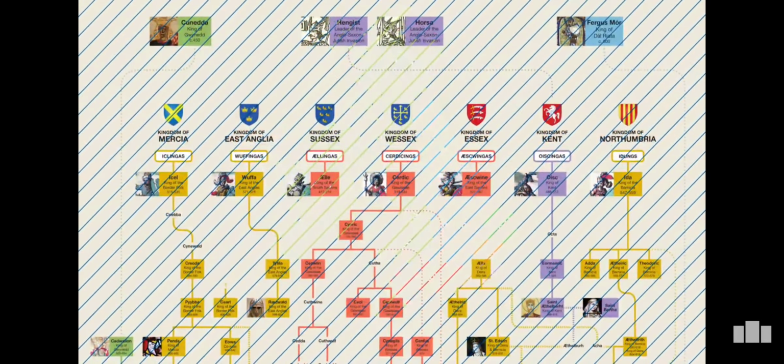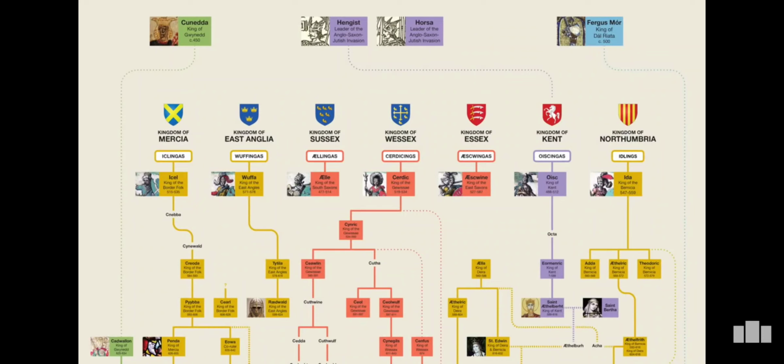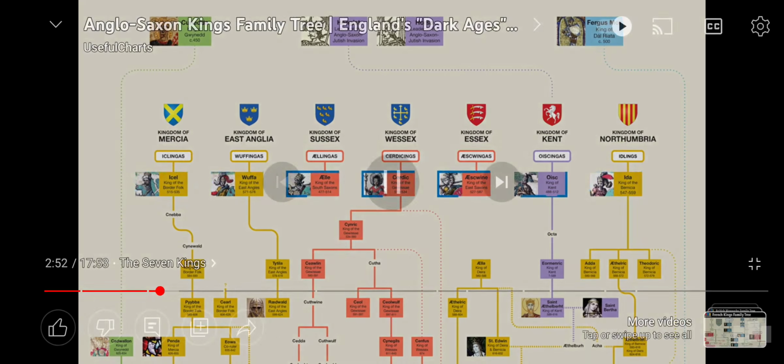Okay, let's now return to the family tree. At the top, you can see the names of the 7 kings who were credited with having established the royal lines associated with each of the 7 kingdoms. On this chart, yellow represents the 3 Anglic kingdoms, red the 3 Saxon kingdoms, and purple the single Jutish kingdom.